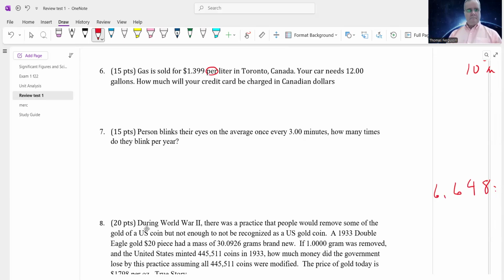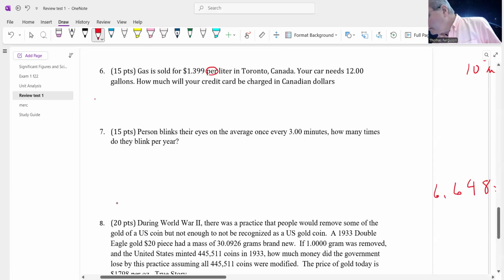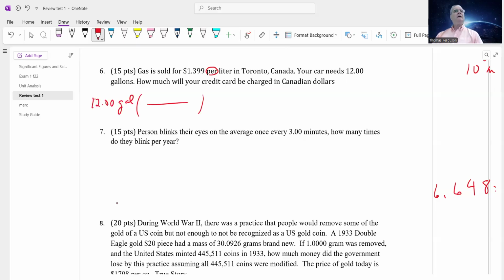Let's say $1.399. Oh, okay. Yeah, it's $1.40 basically. Yeah, start with the 12. Then if we can get it to liters, then we have the dollars per liter. So how many gallons?